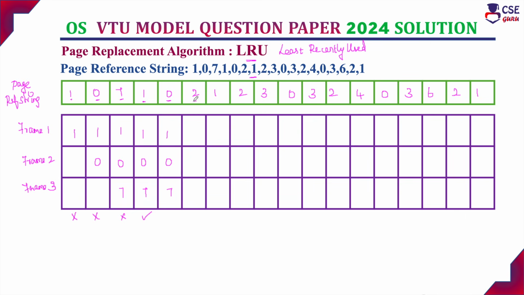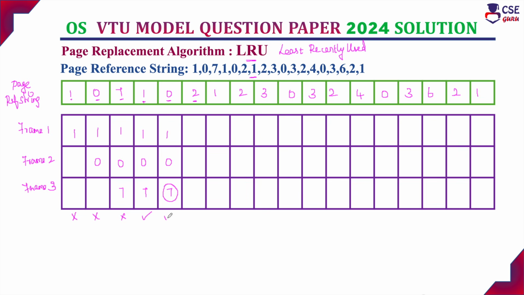Next, 2. It is not available. So which page do you need to select as a victim page to swap out? That decision will be taken by least recently used. You need to check the past. Recently, which one is used least? That you select as a victim page. 0 is recently used. Next to recent is page 1. Next to recent is 7. So among these 3, least recently used is page 7. So select it as a victim page and replace.